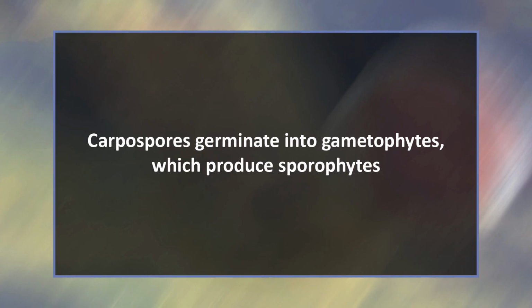In the carposporophyte, a spermatium merges with a trichogyne, a long hair on the female sexual organ, which then divides to form carposporangia, which produce carpospores. Carpospores germinate into gametophytes, which produce sporophytes. Both of these are very similar.